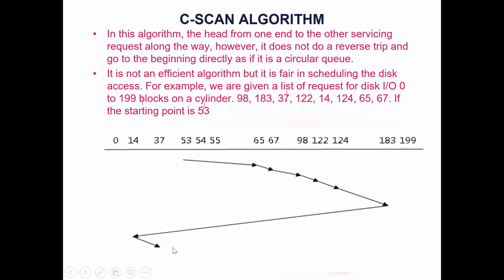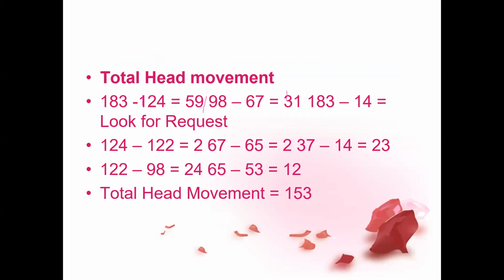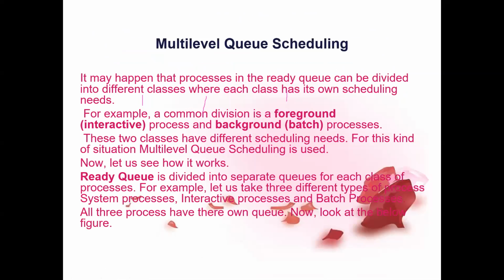In some examples, we have serviced up to 199 and then reached 0, and then it is going to serve the next points. So in these two ways we can calculate this example. Total head movement we got here is 153.